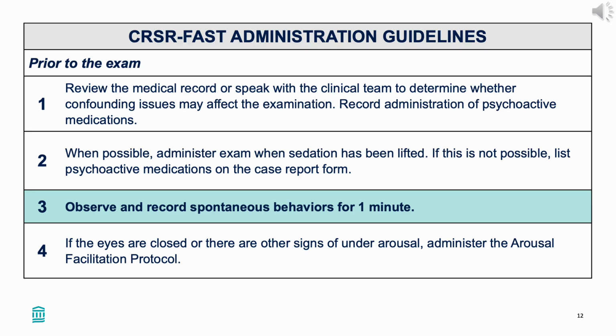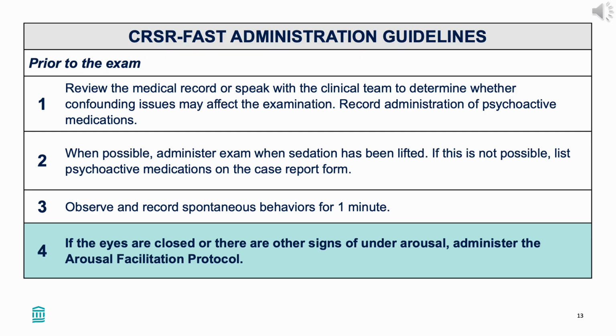Prior to administering items on the CRS-R-FAST, the examiner should observe the patient for 1 minute and record any instances of spontaneous behaviors before intervening. If the patient's eyes are closed or if there are other signs of under-arousal, the examiner should administer the arousal facilitation protocol.